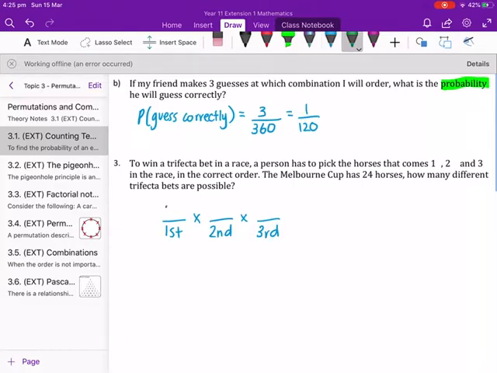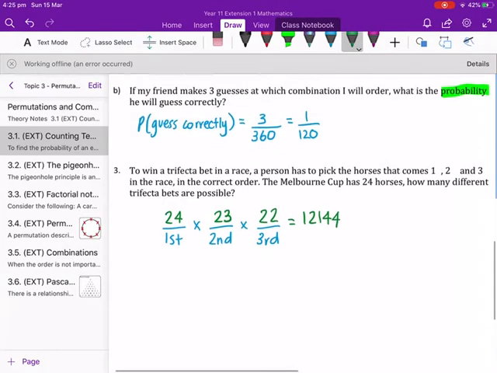Now, for the horse that comes first, there are 24 horses that can come first, but the horse that comes first cannot come second. So that means there are only 23 horses that can come second. And the horse that comes third cannot be the horse that came first or second. So there are only 22 horses left that can come third. When we multiply our 24 by 23 by 22 together, we get a grand total of 12,144 different trifecta bets which are possible.